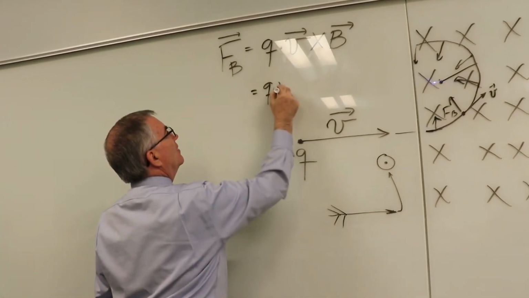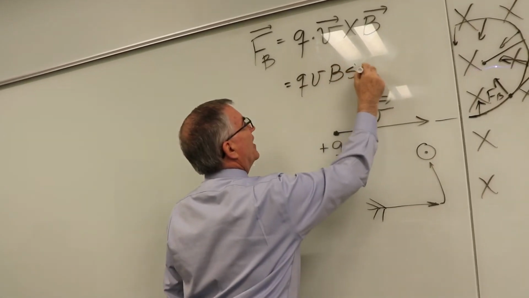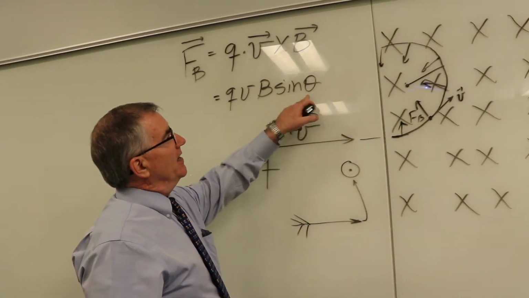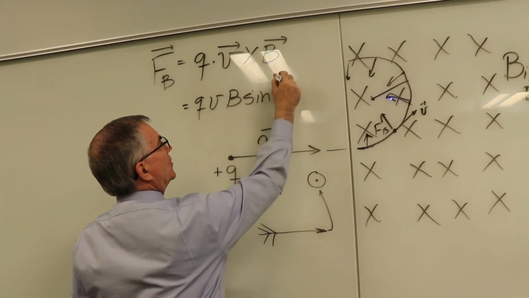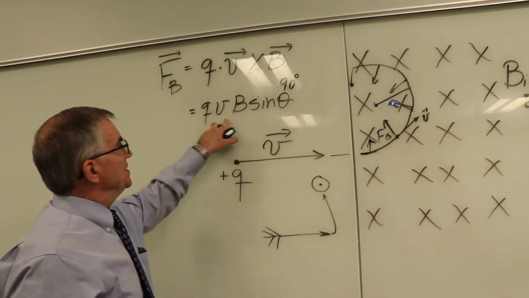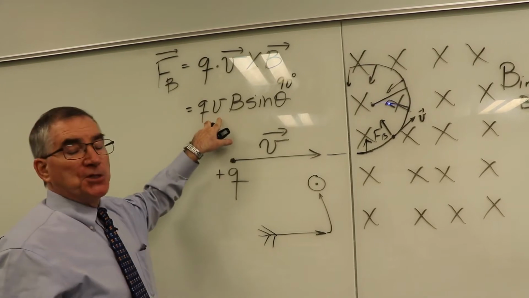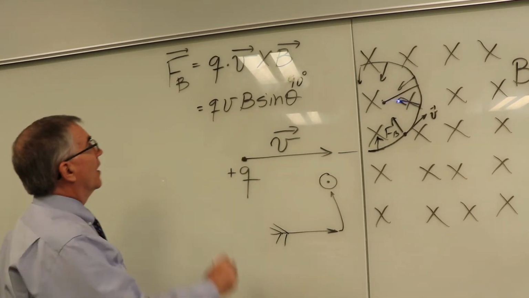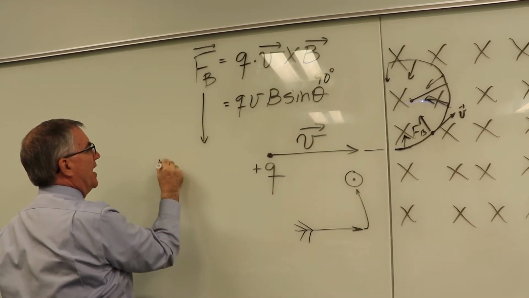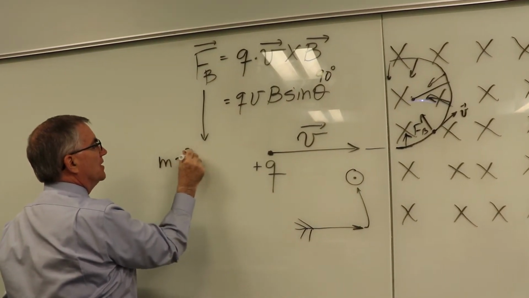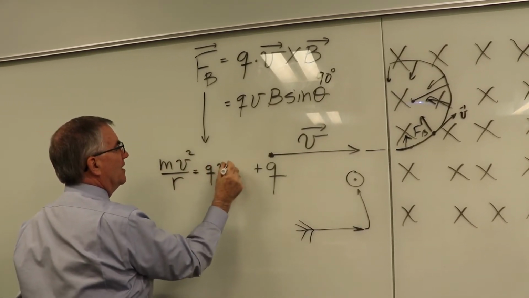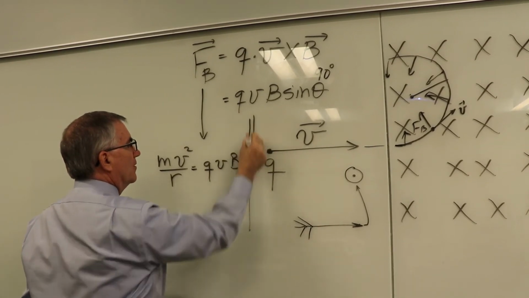This is qvB sine theta, but we want the maximum force possible. So we made the angle theta 90 degrees, and the sine of 90 degrees is 1. And so this is the force the charge is feeling when it's in the B field. Now when it goes into a circular path, you go back to F equals ma, but for circular motion, it's mv squared over r. And that's equal to qvB.